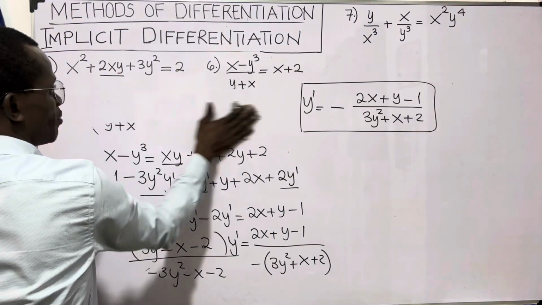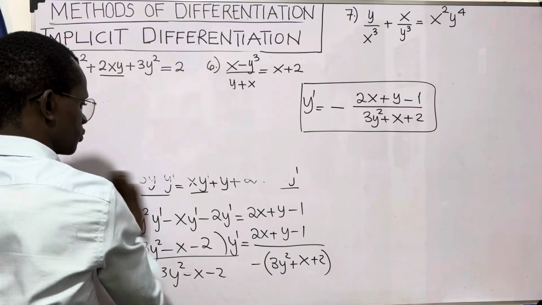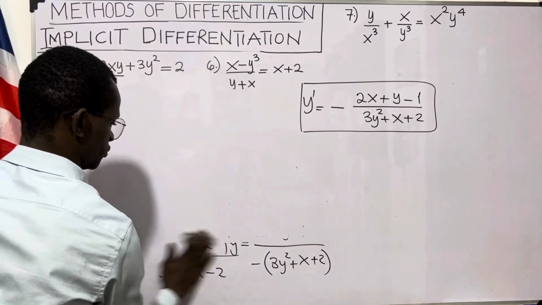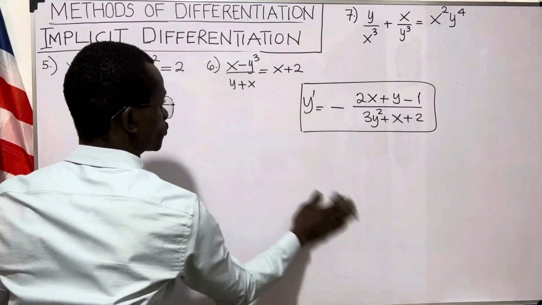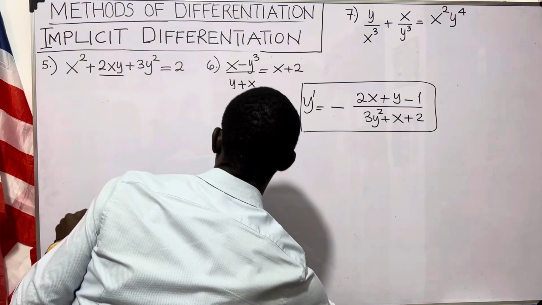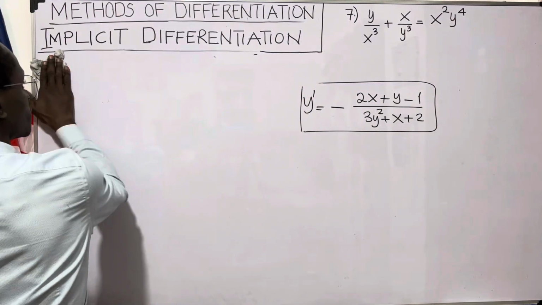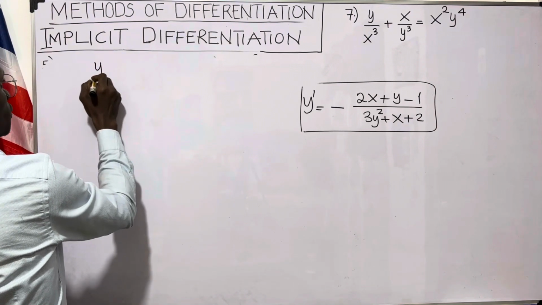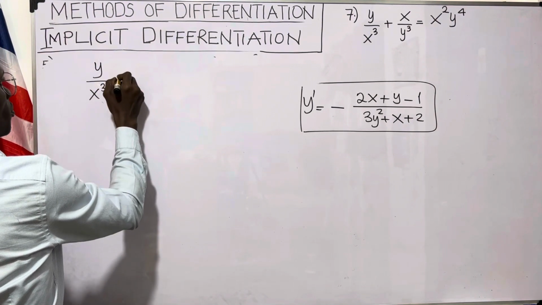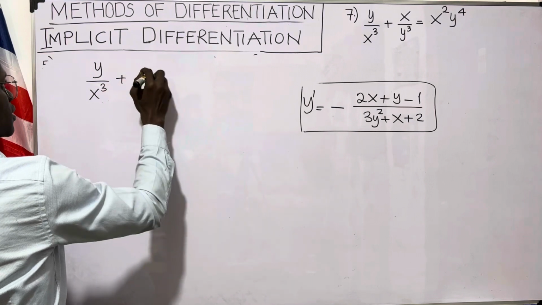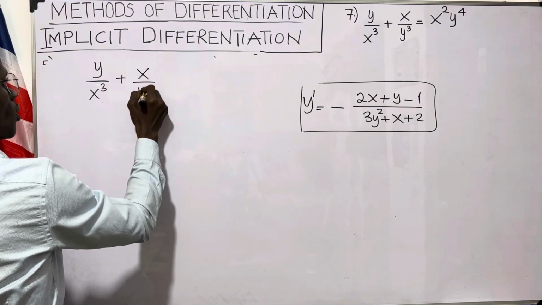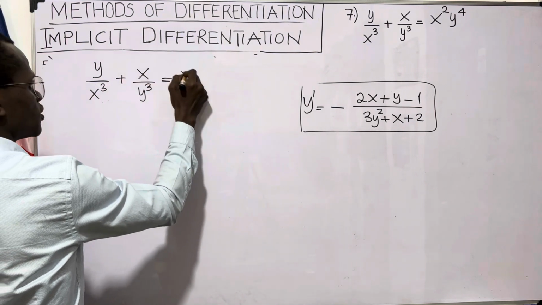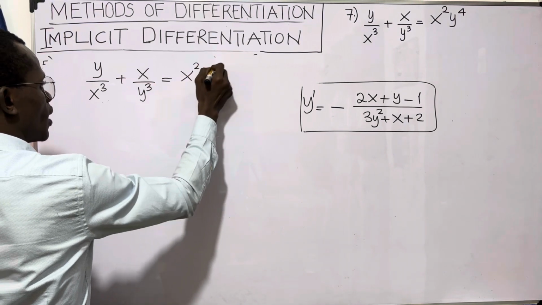And do the last problem. So the last problem says y over x cubed plus x over y cubed equals x squared y to the 4th.